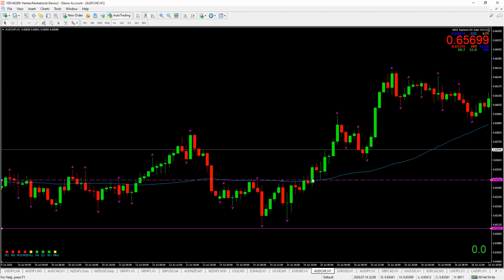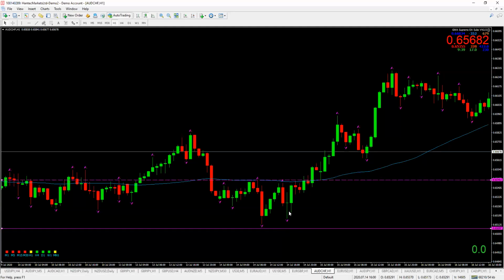If you consider the price that broke that fractal, just look left for the fractal that is pointing in the opposite direction. In this case, it's a bullish move in the market. You will look for the bearish fractal, which is this one. Place your stop loss slightly below that, and you should be fine.